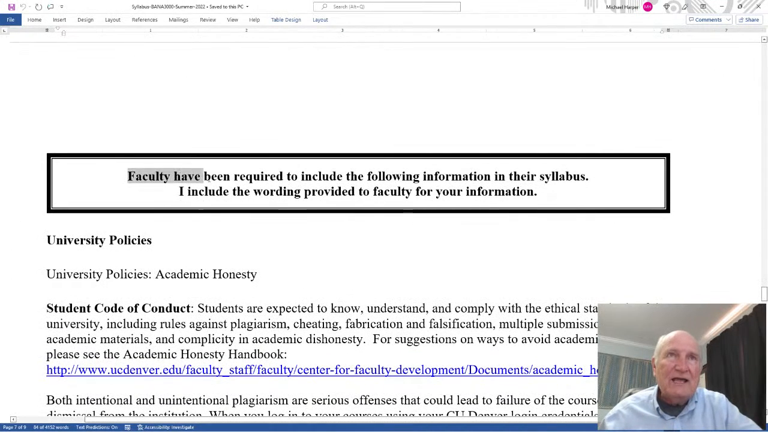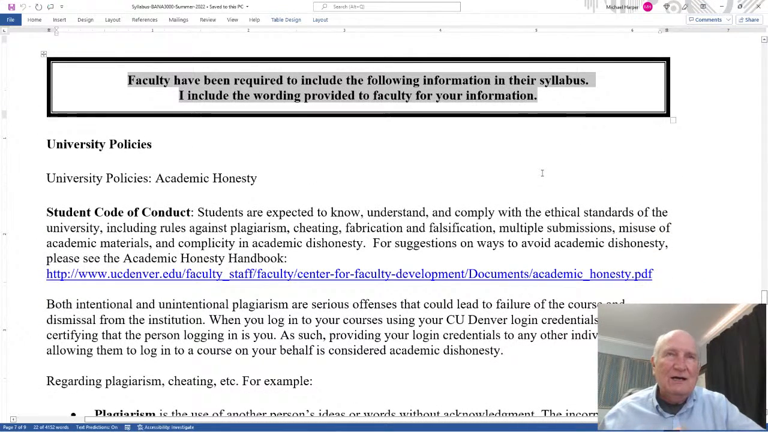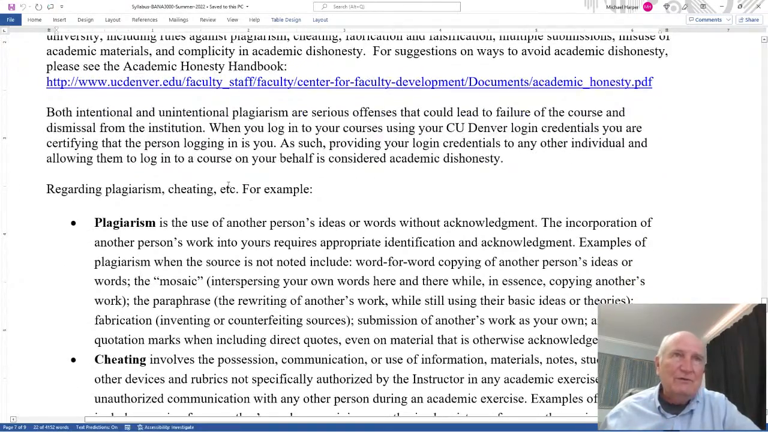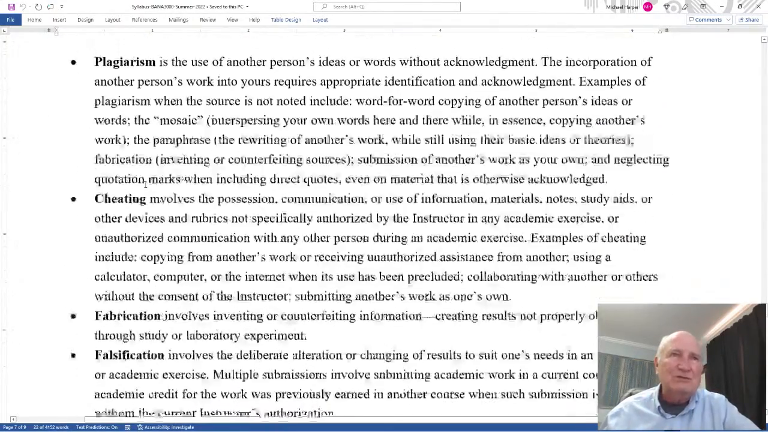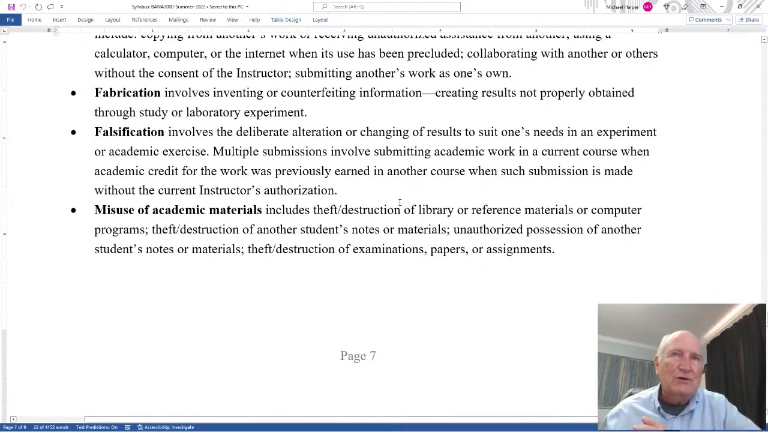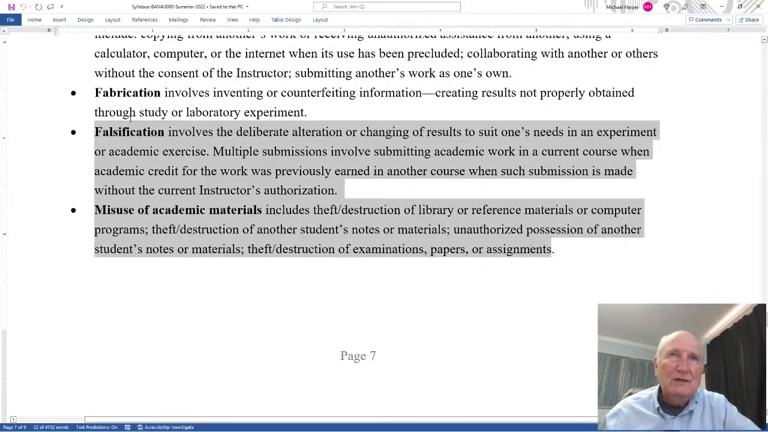Now, faculty have been required to include the following information in their syllabus. I include the wording provided to faculty for your information. In other words, they say, put this in your syllabus. Well, I'm not going to try to rename it. I'm just saying, this is what they told me. I'm passing it on to you. First of all, code of conduct. I do talk about that. But they go into detail. Plagiarism, cheating, fabrication, falsification, misuse of academic materials, on and on and on. Okay? Well, there it is.